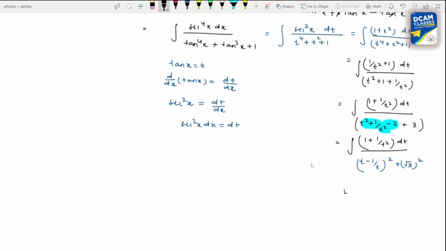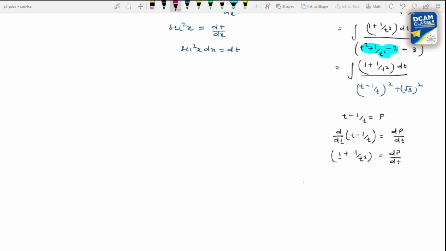Now it is very interesting. Why? If I take t minus 1 by t is equal to some p, some substitution, and if you differentiate this with respect to t, what you'll get is 1 plus 1 by t square. Can you see here why? So now when we have done it this way, this integral will become the integral of dp upon p square plus root 3 whole square.